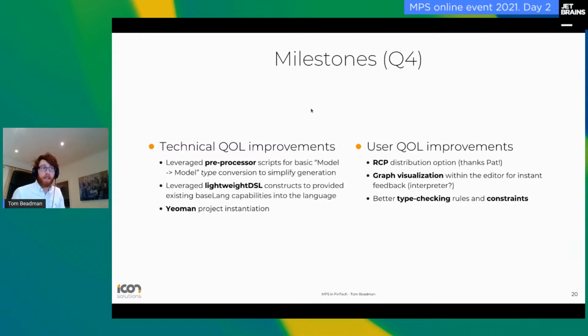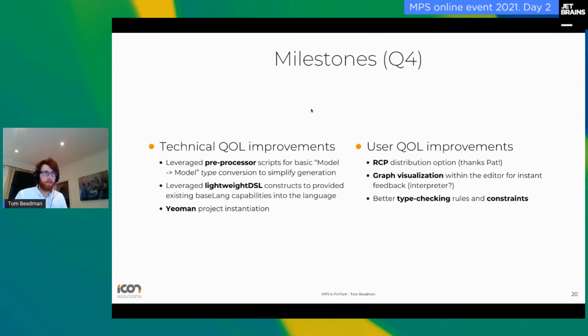And then we got to the point of the graph visualization. Previously we were generating this using text gen through to dot, and then converting that to an SVG as part of a Maven step. But now we've front loaded all of that into an intention within the editor.